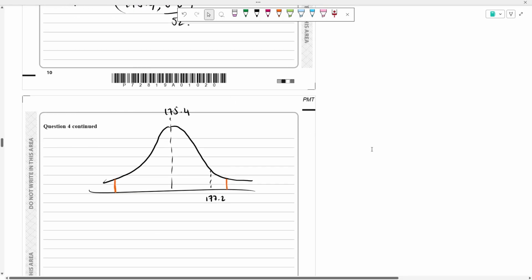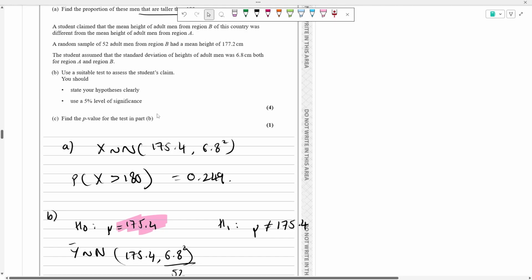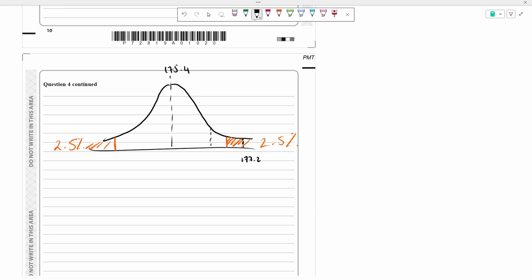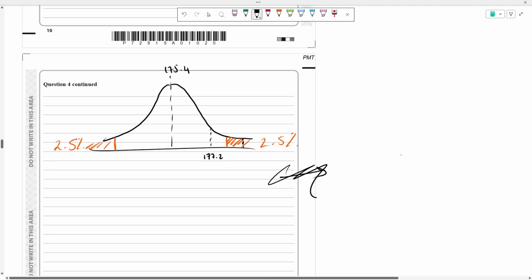Now overall our significance level is 5%. So that means that these tails, these sections here, have to add up to 5%. So one of the tails must be 2.5% if we just halve them, right? And we need to check, is this 177.2 outside it, or is it actually within it? That's what we're testing. Well, at the moment you can see 177.2 is on the right hand side of the curve.